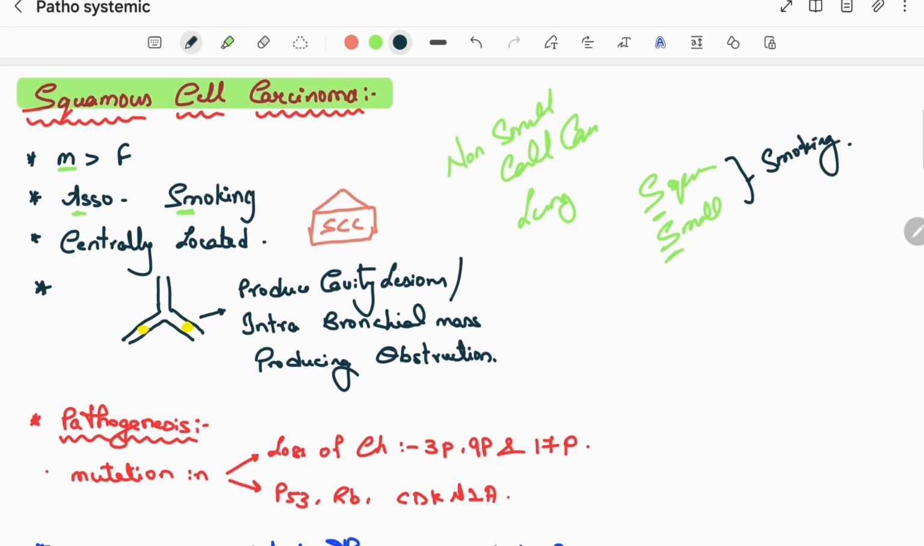Next, they are centrally located in the lung. If this is the lung, the carcinoma is centrally located and you can observe cavity lesions and intrabronchial mass producing obstruction. Due to any mass in the lungs or bronchi, there will be obstruction. Cavity lesions are produced, and due to the bronchial mass, there will be obstruction.